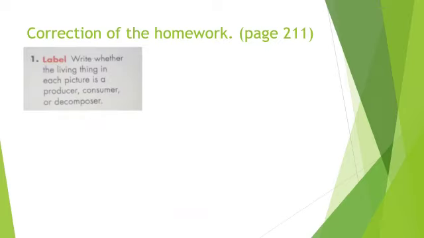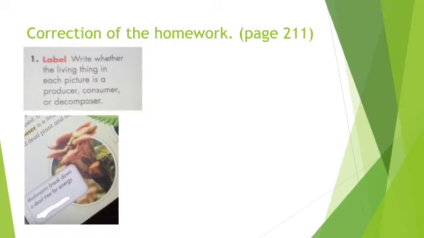Question number 1. Write whether the living thing in each picture is a producer, consumer, or decomposer. The first picture. Mushrooms break down a dead tree for energy. What is it? It is a decomposer. Very good. A decomposer is a living thing that breaks down waste and dead plant and animal matter.